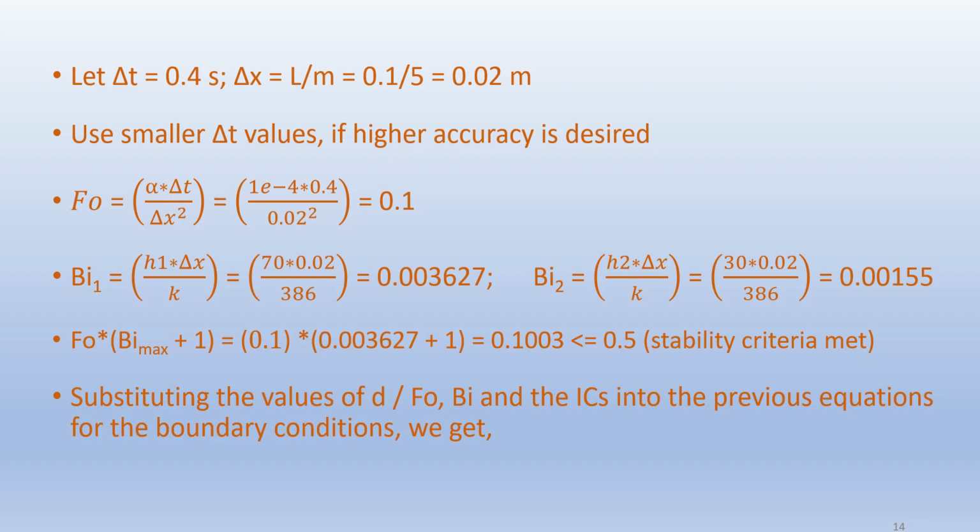We have to use smaller delta values if we need higher accuracy. The Fourier number and the Biot number at both ends are calculated. The numbers are shown here.